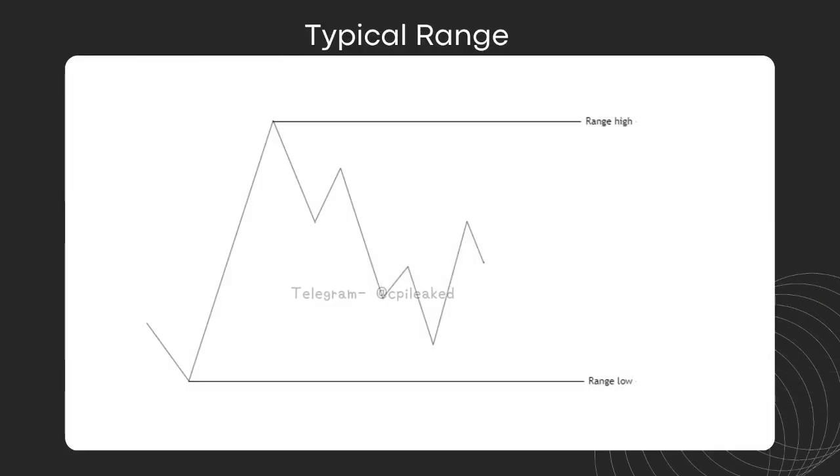Now, let's look at some graphical representation of each type of range. So the first one we've got is the typical range. We already saw this one before and it's pretty simple. We've got a high and a low and price is stuck between that high and low, and this is what a typical range looks like. It's a bit subjective compared to the other types.